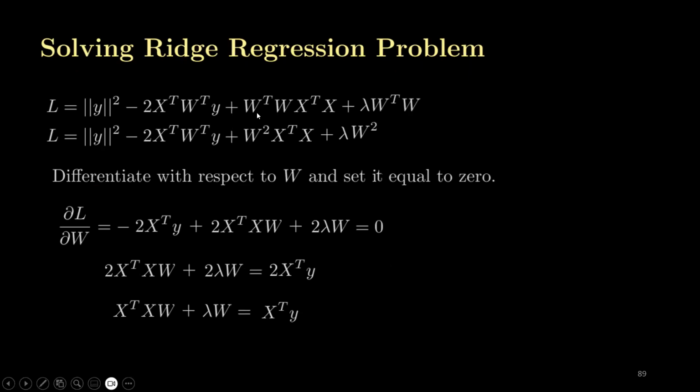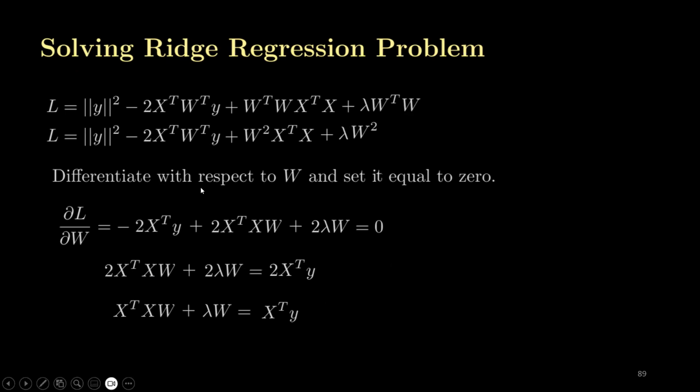Now, the further change is that we can bring W transpose and W close to each other. So we can make it a W square, and we can also make this W transpose and W a W square. Now we have arranged the term. Now it's time to differentiate with respect to W, and then we will set it equal to 0.